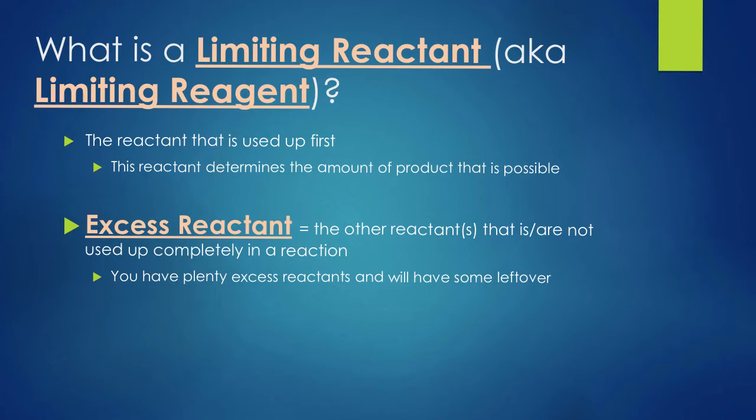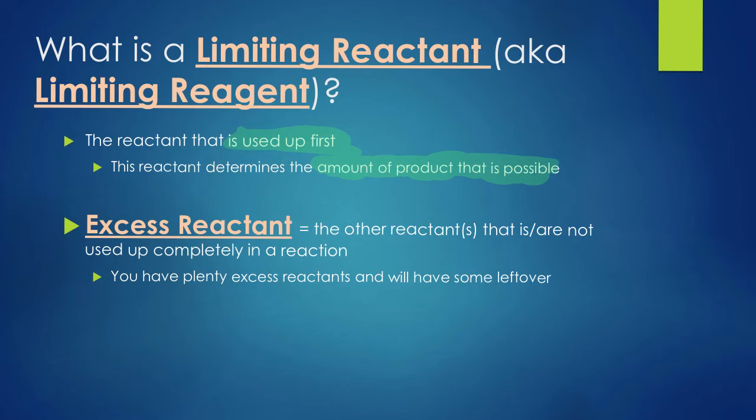So the limiting reactant is the one that is used up first. Okay, so that's really what you want to think about when we say limiting reactant. You want to think about the one that is going to be used up first. And what's important about the limiting reactant is that it's going to determine how much product you actually can make. So it's the one that gets used up first that determines how much product is made.